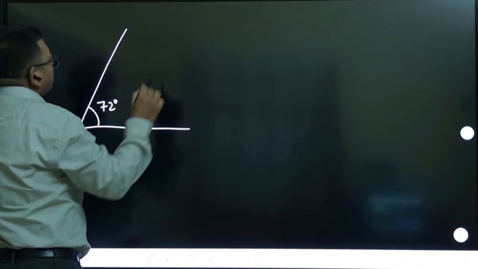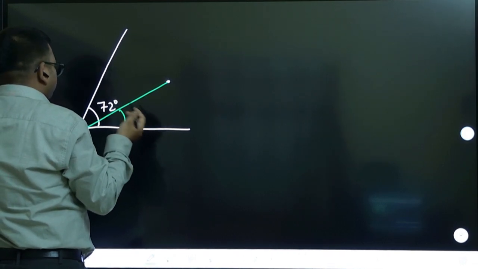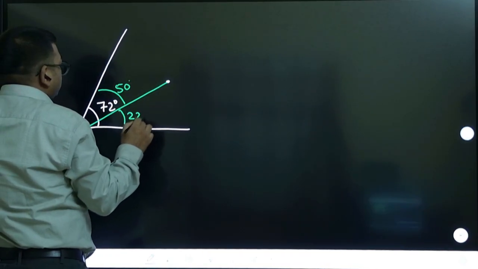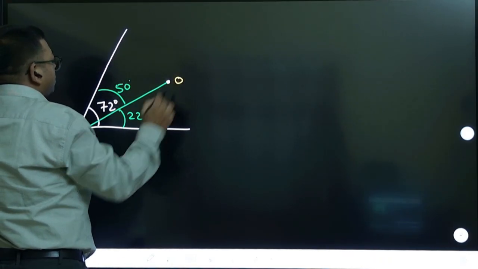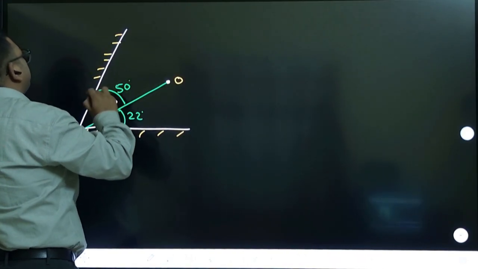Let us take one example here. Suppose that this angle is 72 degrees, and there is a point here which is making 50 degrees, and let us consider this as some angle with it. Let us take this is 50 degrees and that is 22 degrees. Some object is kept. They will ask how many images are formed.